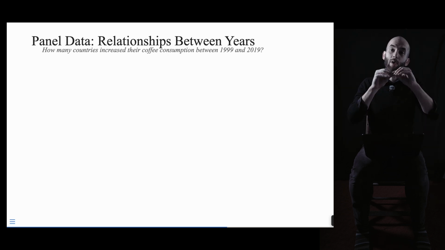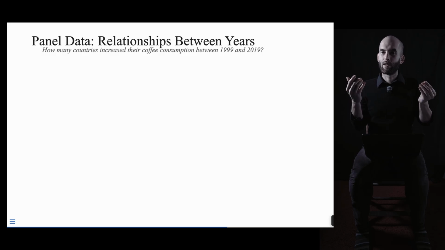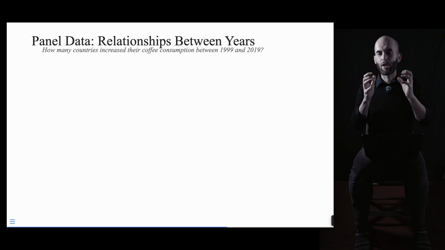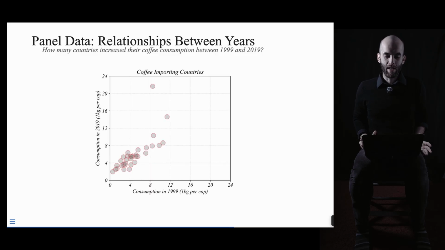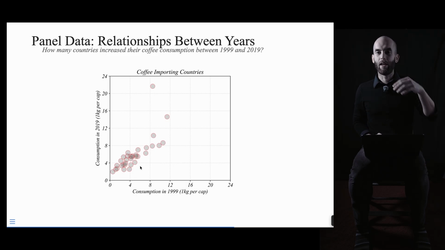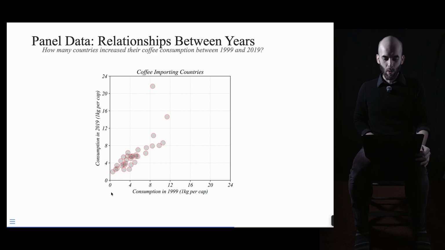Either allows us to track the countries across the 2 years. So we want some measure of change between the 2 years. It turns out we have an amazing tool to allow us to do this. This is a scatter plot, and I'm just going to talk you through how we display changes through time on a scatter plot. So on the horizontal axis, I have coffee consumption per capita in 1999.